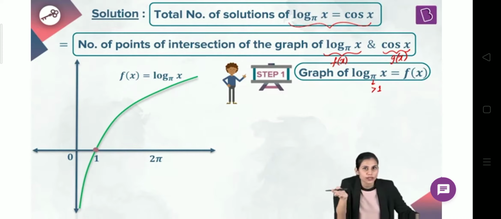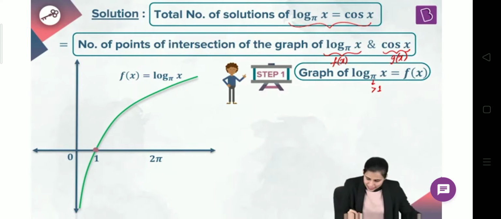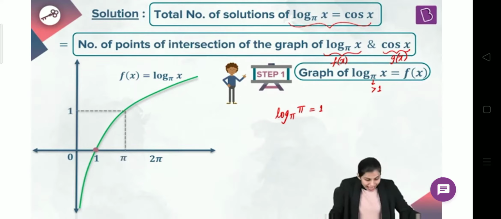Okay, obviously it is going to intersect the x-axis at 1, 0 because log 1 to the base pi is equal to 0. And also log pi to the base pi is going to be 1. Yes, log pi to the base pi is equal to 1. That means at pi, log is going to take the value 1.